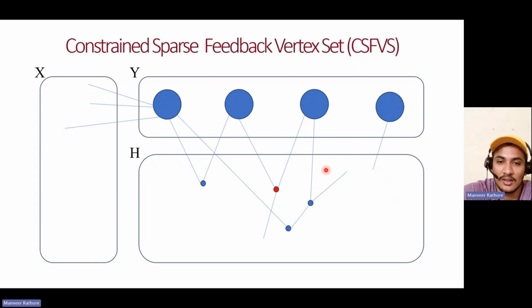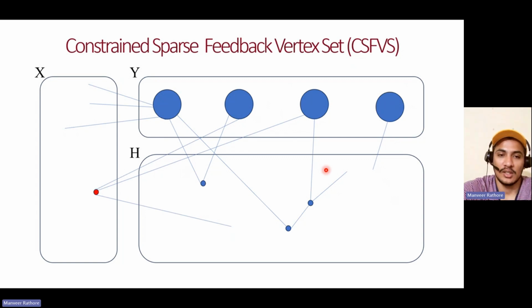So if there exists such a vertex, then what we can do is either add that vertex to Y, which will reduce the number of components by 1, or add that vertex to X, which will reduce B, which is K minus X, by 1. So in both cases it will be 1, 1. So the branching vector for this case will be 1, 1.